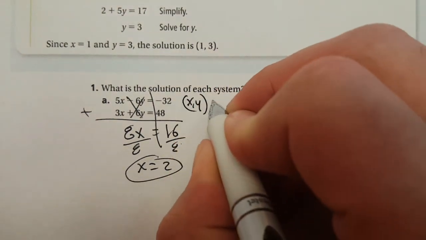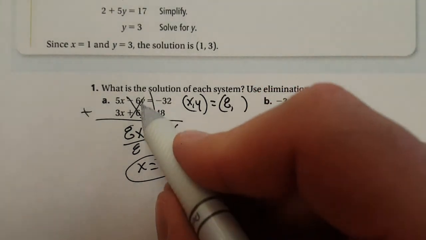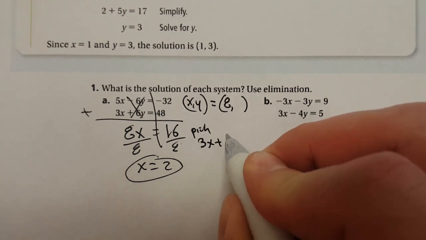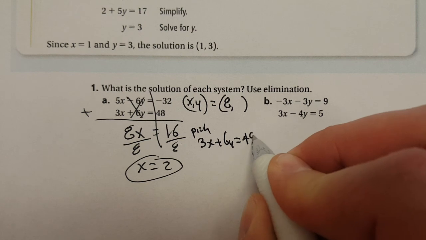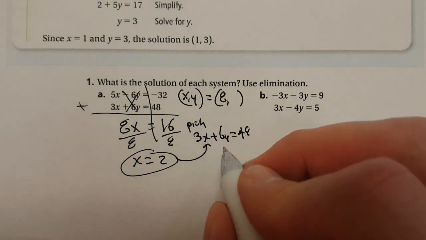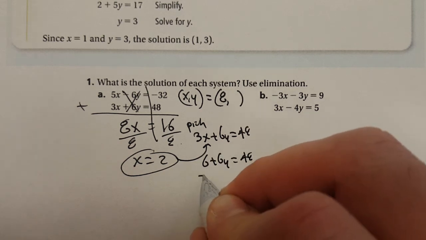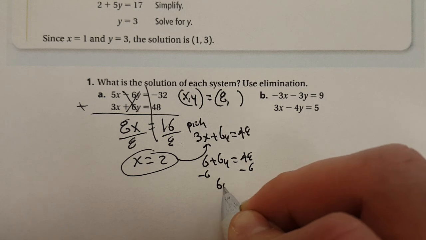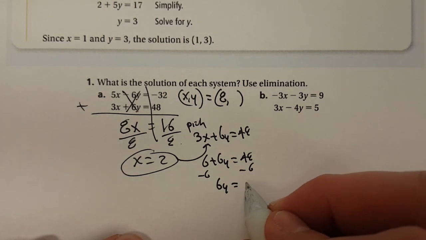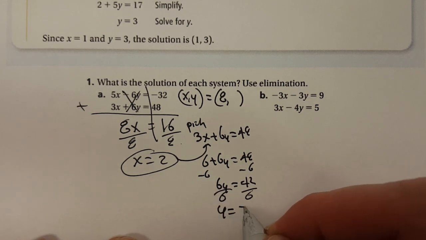My solution is going to be x and y. I'm going to pick, eeny, meeny, miny, mo, the 3x plus 6y equals 48, and then I'm going to plug in my 2 right there. Mental math, 3 times 2 is 6. So I'm going to have 6 plus 6y equals 48. Minus 6, 6y equals 42. 42 divided by 6, y is going to equal 7.